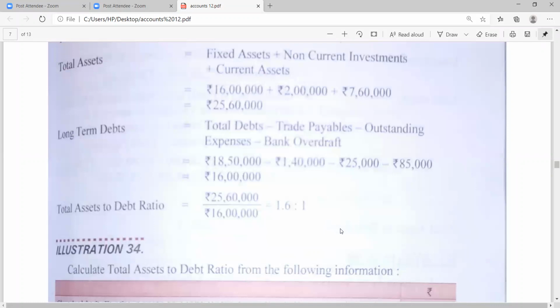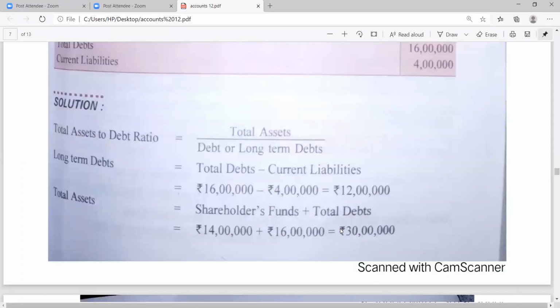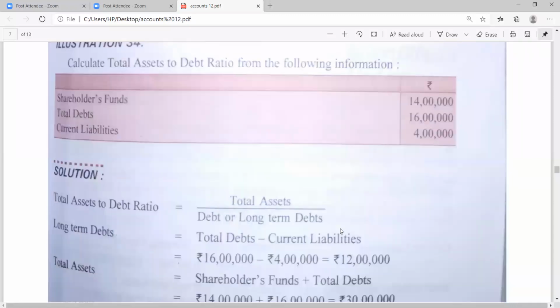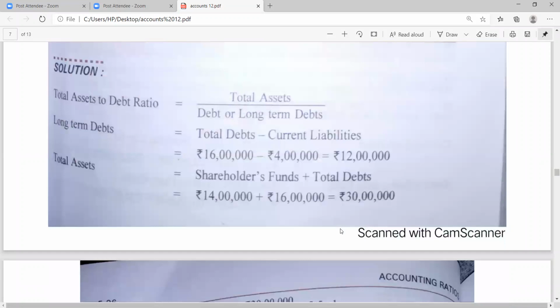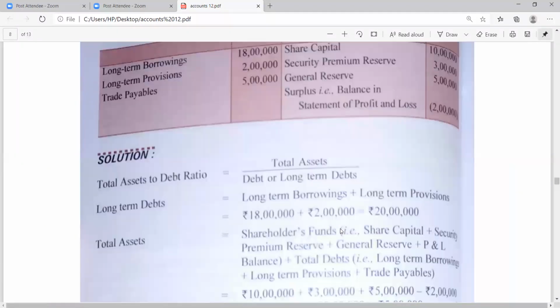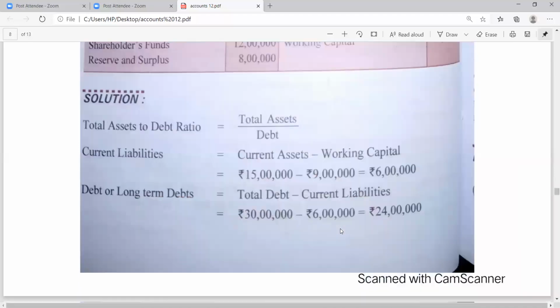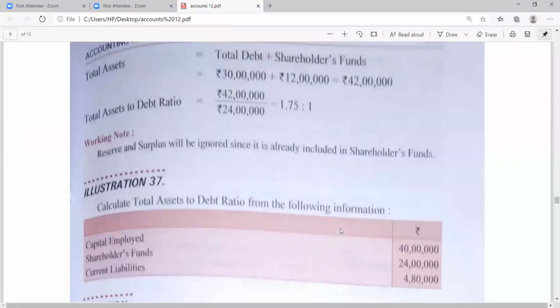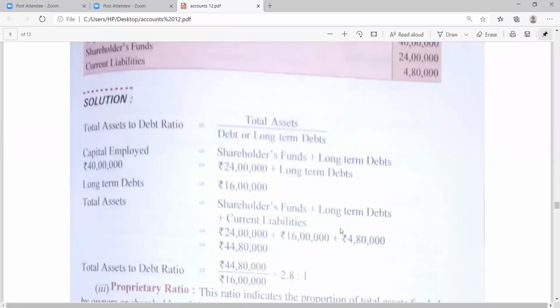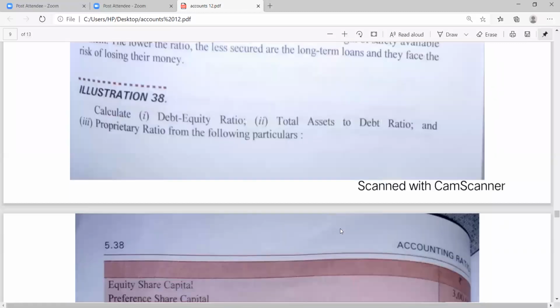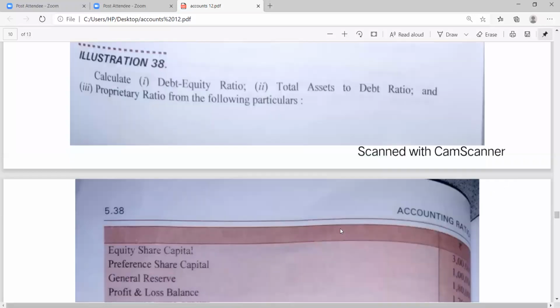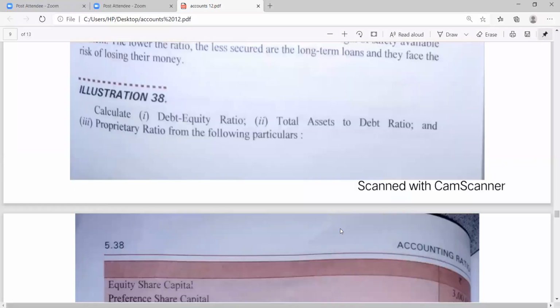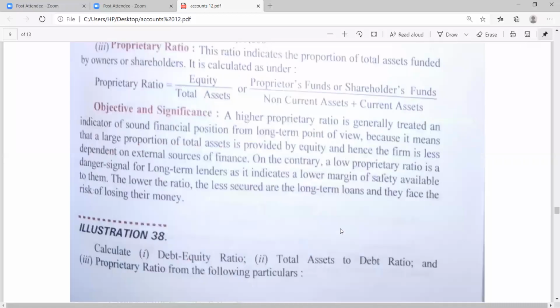In this way, you will get various illustrations in which the clues related to total debts and assets are given differently in every question, but the basic formula is absolutely the same. So you have to do all these questions. If you find any difficulty, please feel free to ask your queries anytime. After that, a consolidated question is given to you, in which you have to calculate the total asset to debt ratio, proprietary ratio, as well as debt equity ratio.